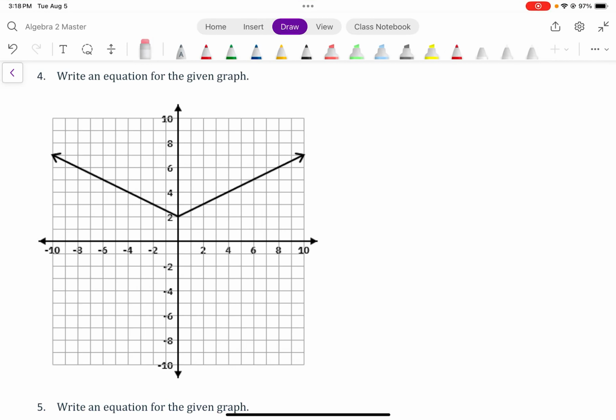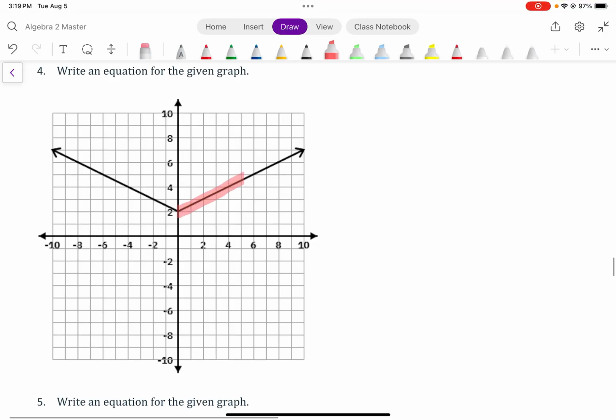In this question, we're going to write an equation for the given graph. I'm going to do it the long way first, and then the shortcut way second, kind of just talking through it. So the long way is breaking this thing into two separate functions once you notice that it's got that V shape. So I'm going to focus on one side of that V shape first, and I'm going to use this one because it's the positive side of things, and I like positive numbers.